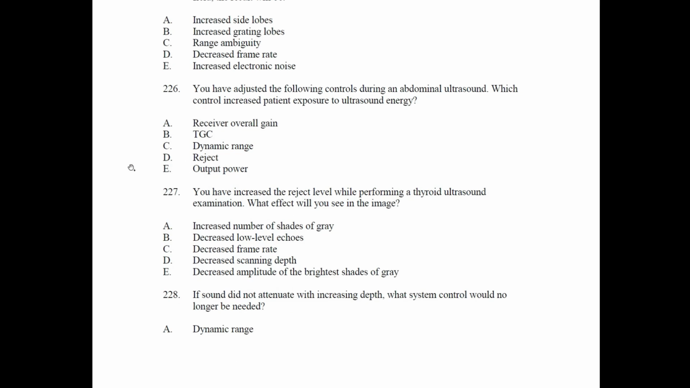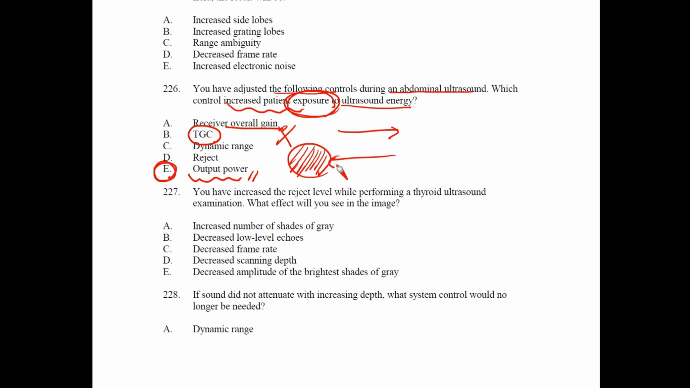Next, let's move on and look at question number 226. I've explained this problem in a previous lecture. We're about to perform an abdominal ultrasound, and they want to increase the patient exposure here. The concept of increasing exposure is related to increasing output power. It's important to note that things like TGC and gain control here are not related to increasing exposure, since they amplify the signal after it has already been sent and received, so they are not related to the concept of exposure. I want to emphasize this point again through this question.